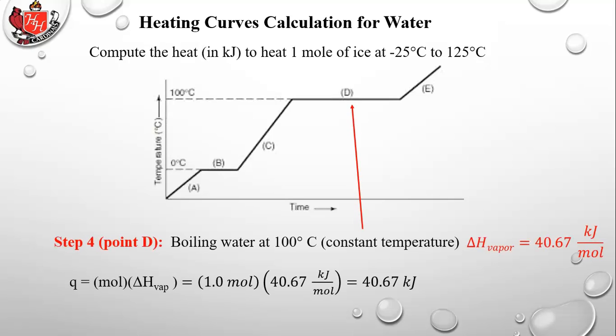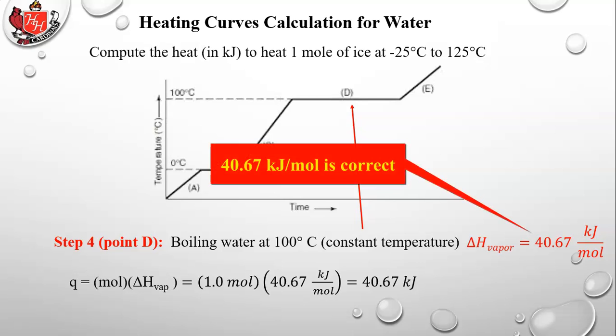Okay, now we move on to step 4, and that's at point D. That's the flat line, and that's where we're boiling water. So we're going through a phase change from liquid water to steam or vapor. The temperature stays at 100 degrees centigrade, or that would be 373 Kelvin, at constant temperature. And there you see the heat of vaporization. The delta H vaporization is 40.67 kilojoules per mole.